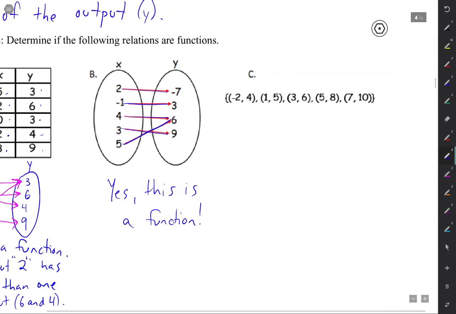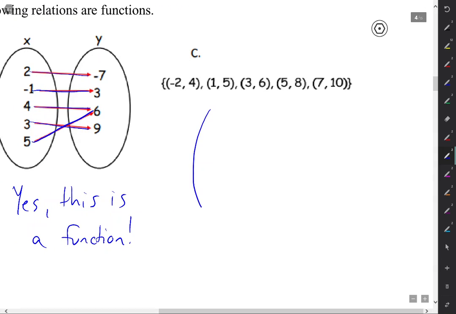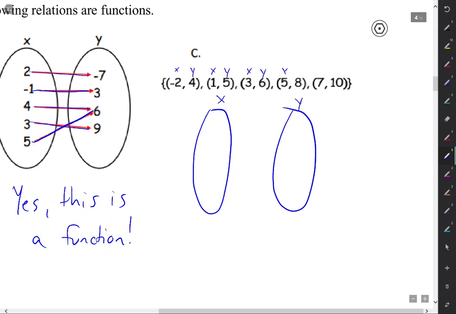And then finally for C, I am also going to do an arrow diagram for this. So I'm going to do my ovals. We have x values on one side and y in the other. And I like to just quickly label these x, y, x, y, x, y because my eyes like to deceive me and confuse me, and I'll write the wrong values. So I'm going to put all the x values in the first oval. So we have -2, 1, 3, 5, and 7. None of those repeat themselves. And then we also have 4.